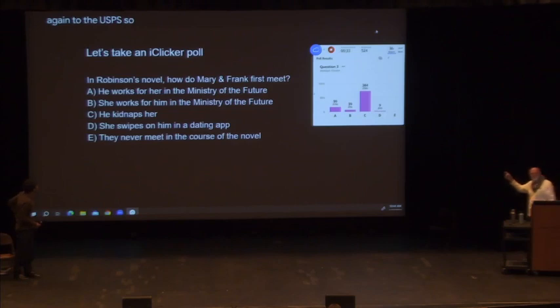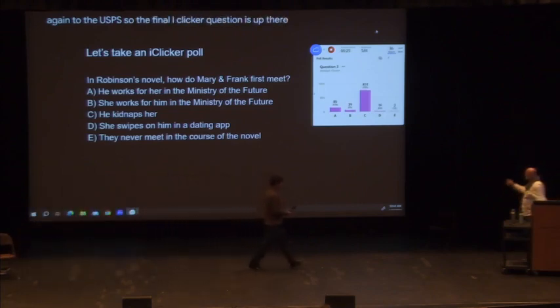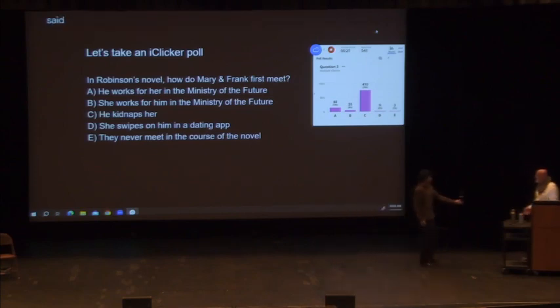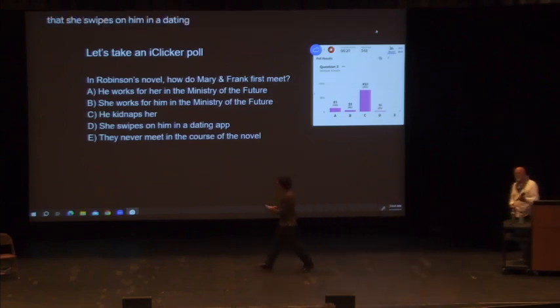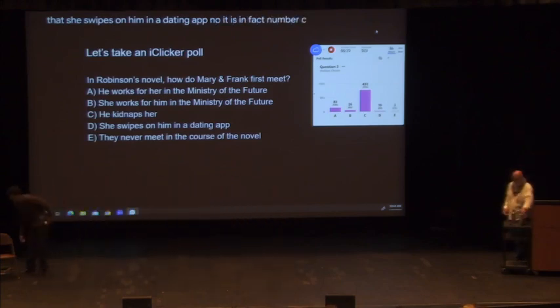So the final iClicker question is up there. To the 9 people who said that she swipes on him in a dating app? No, it is in fact number C. Okay.